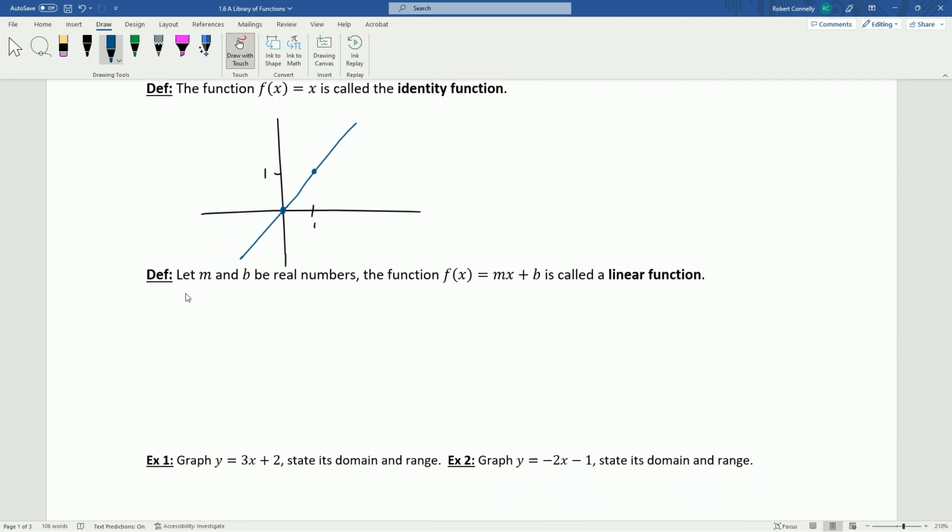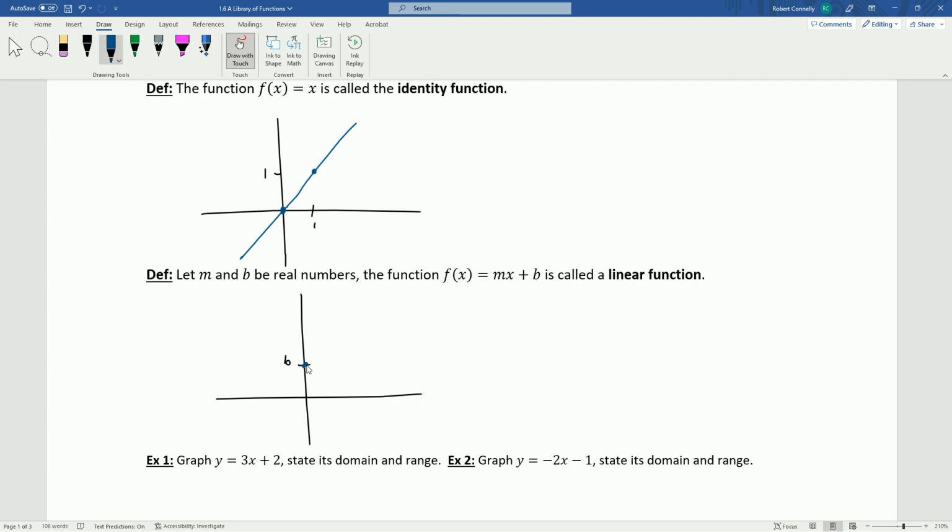Now, in general, if m and b are real numbers, the function f of x equals mx plus b is called a linear function. So the great thing about this form for linear functions is it makes them very easy to graph. Because we always know that if x is 0, we get b. So that tells us the y-intercept of a linear function is always this value b.